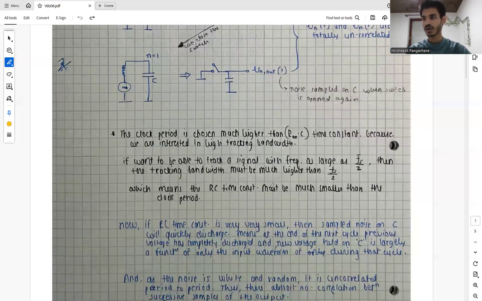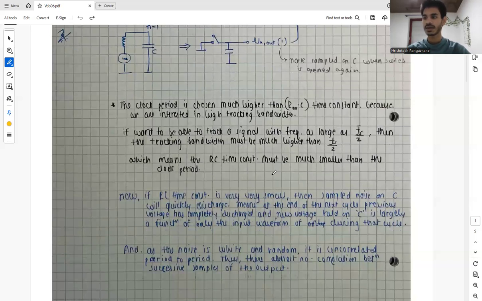Now, if the RC time constant is very, very small, then the sampled noise on C will quickly discharge, because that's the time it takes for a capacitor to charge or discharge, right? So when we open the switch, if the RC time constant is very small, the sampled noise on the capacitor will quickly discharge, which means by the end of the next cycle, the previous voltage has completely discharged, and the voltage held on C is largely a function of only the input waveform at that particular cycle. So the previous noise was completely discharged.